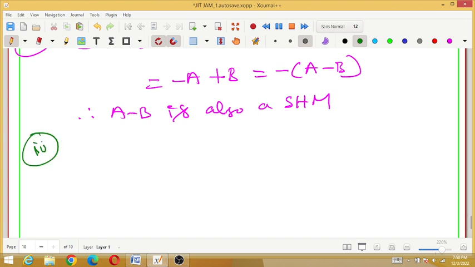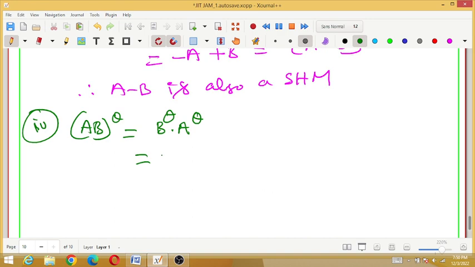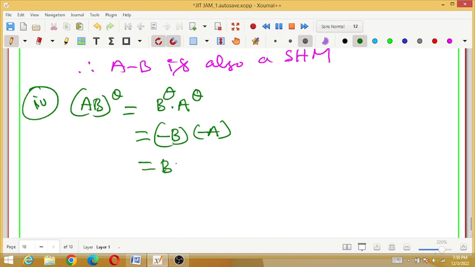Next, fourth one, the product: (AB) whole power theta is equal to, by the reversal property, B power theta into A power theta. So this is equal to B power theta, which is nothing but minus B, and A power theta, which is nothing but minus A. Minus into minus is plus BA. So AB is equal to BA coming. So that is why minus is not coming, so it does not become skew Hermitian.